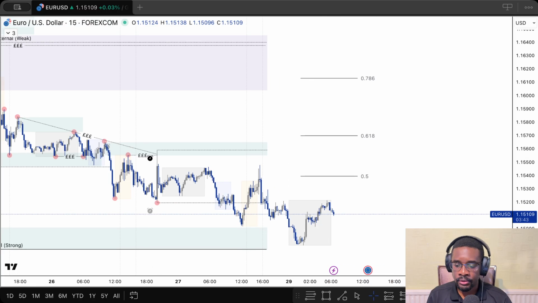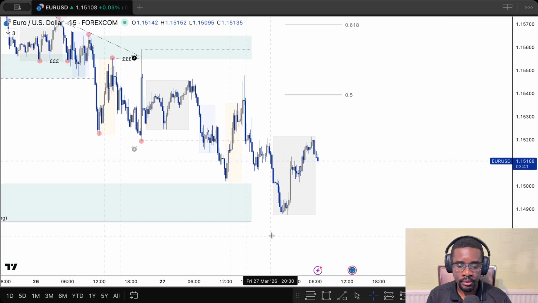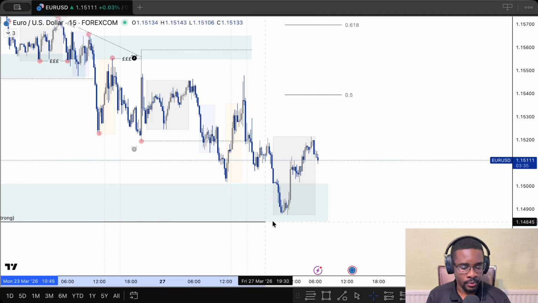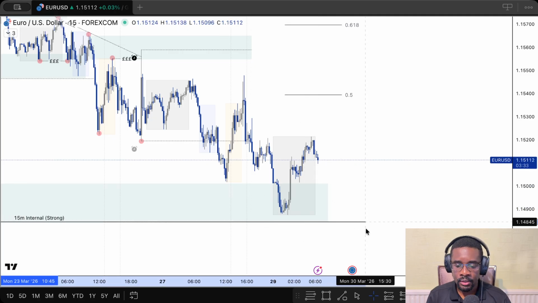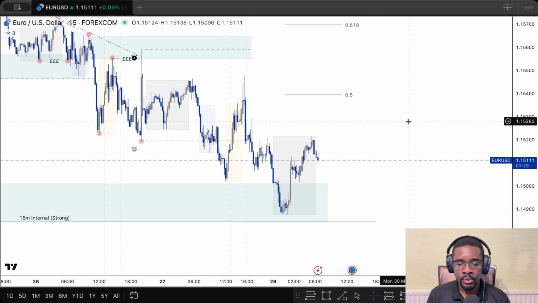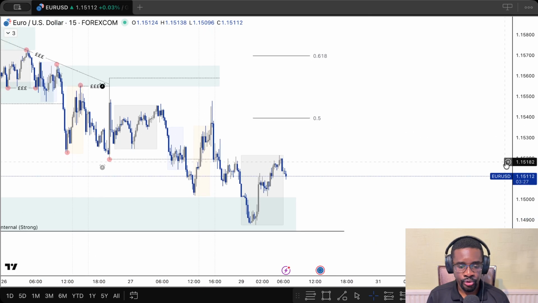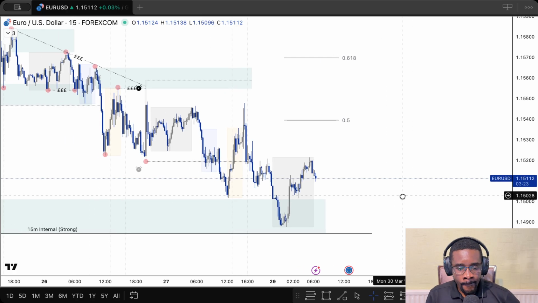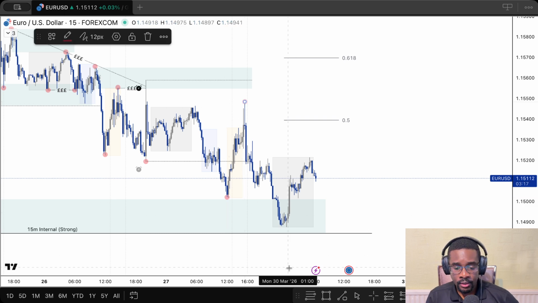And I am expecting full alignment, so the expectation is that this is going to be eliminated, and then we'll look to go short. All right, so this is what I have. This is my low, this is my high, and this is my current lower low.